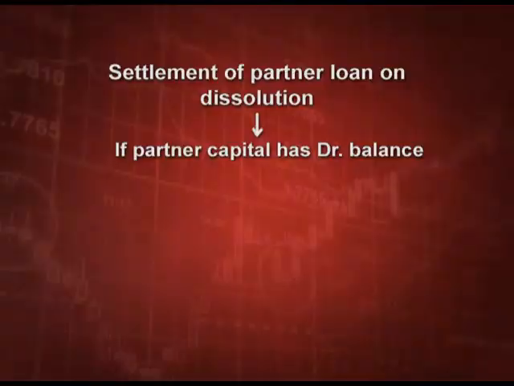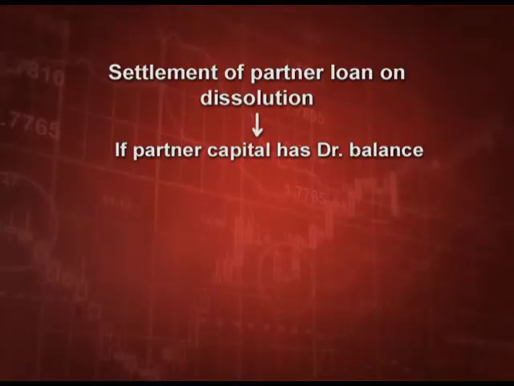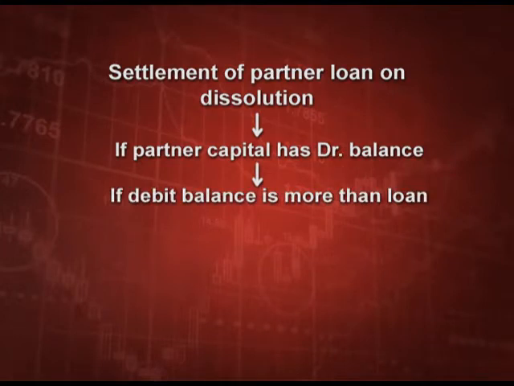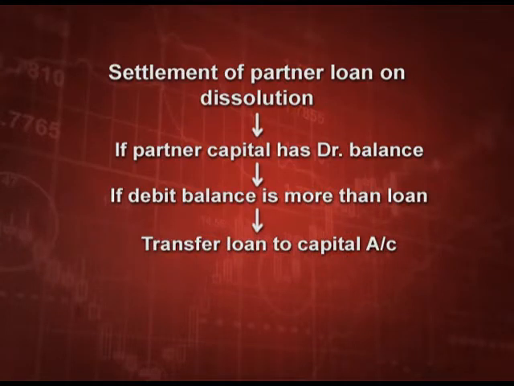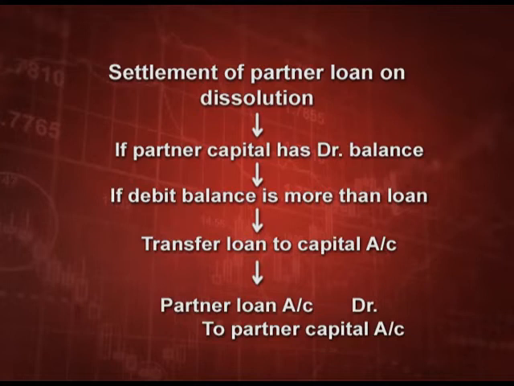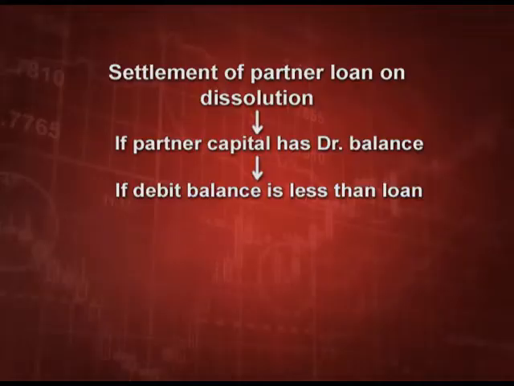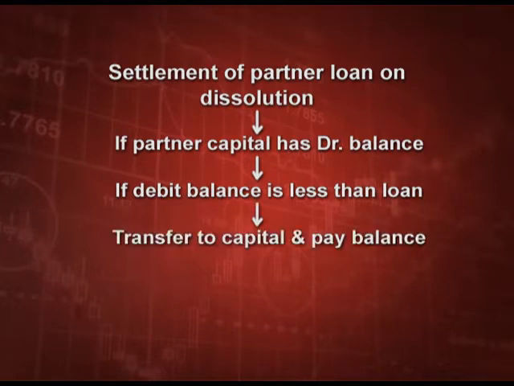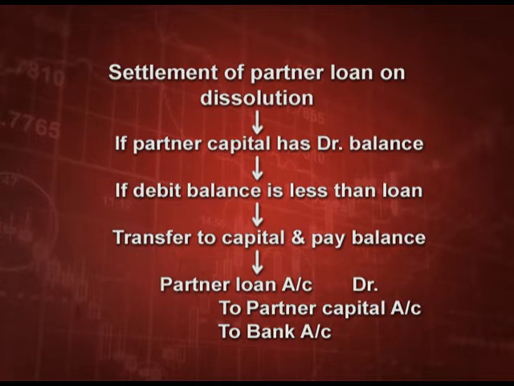A situation can be if the partner capital has a debit balance. Now, in this there are two cases: debit balance is more than the loan, or debit balance is less than the loan. Point number one, if debit balance is more than the loan, then we will transfer the loan to the capital account. The entry will be partner loan account debit to partner capital account. And if the debit balance is less than the amount of loan, then we will pay the excess amount of loan to that partner. How? Let's see the entry. Partner loan account debit to partner capital account, and whatever balance is there, pay it off to bank account. It means if partner loan is 20,000 and partner capital debit is 16,000, we will pay only 4,000 to him because 16,000 is adjusted in the partner loan account.